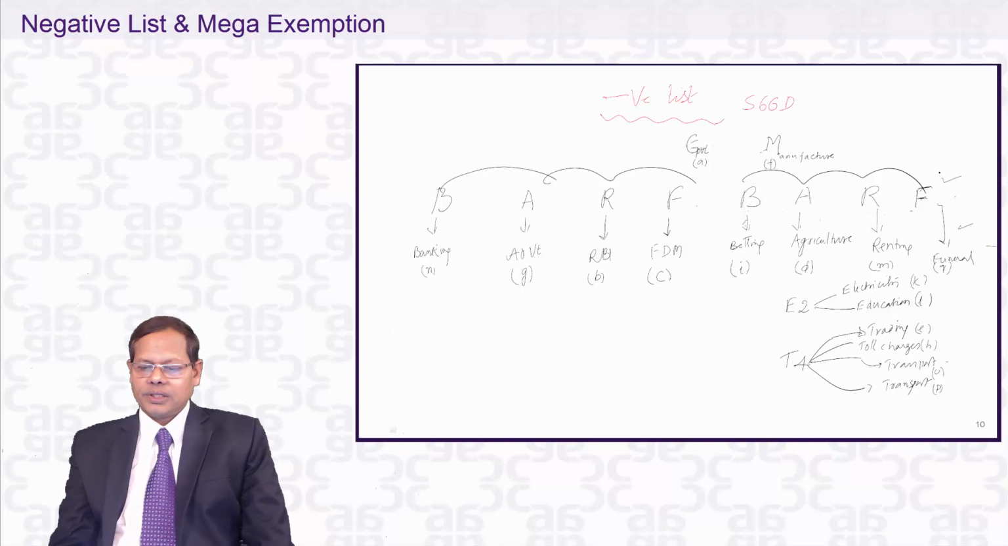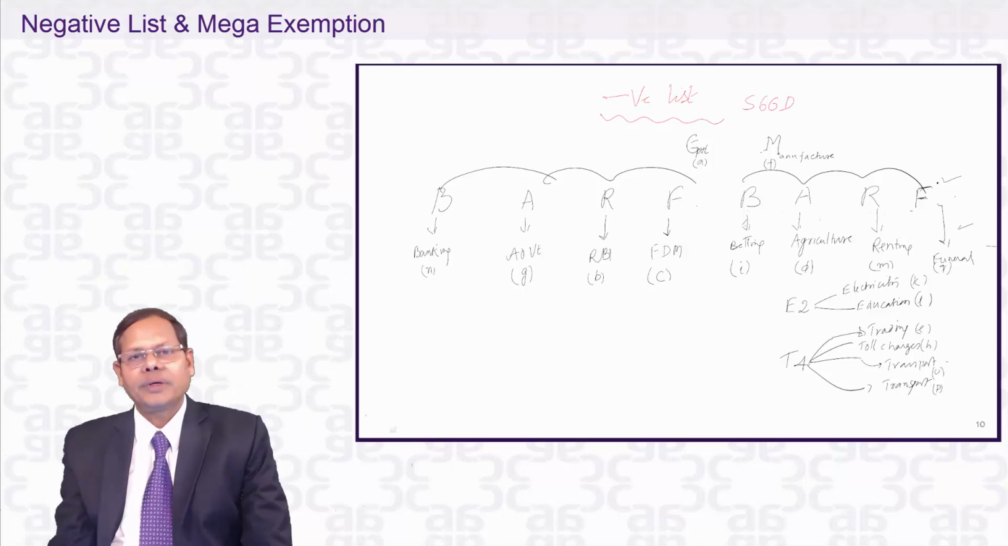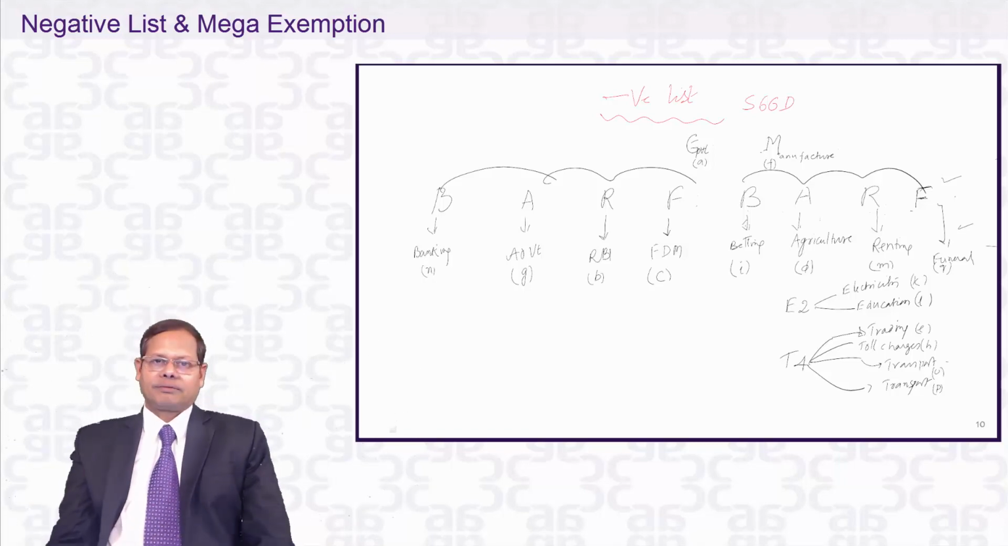Okay? So this is a brief idea. Then what we do is we will next go to details of the negative list. We start with, obviously, services provided by the government, right?